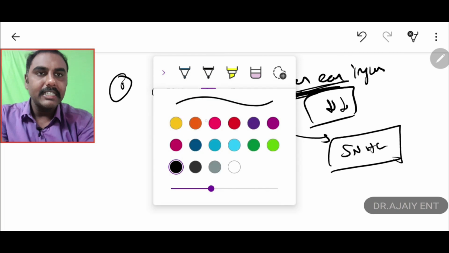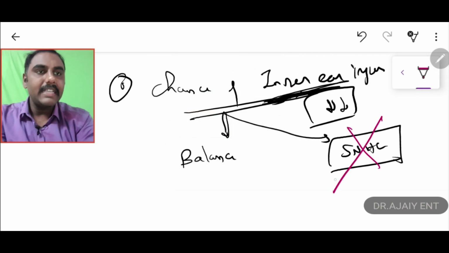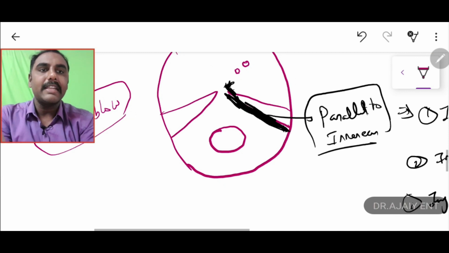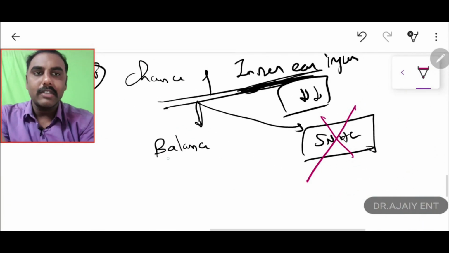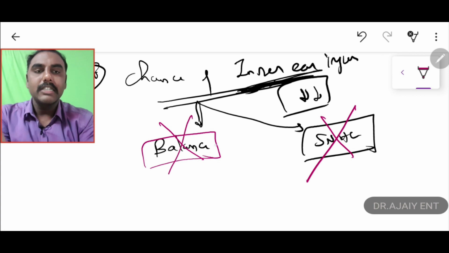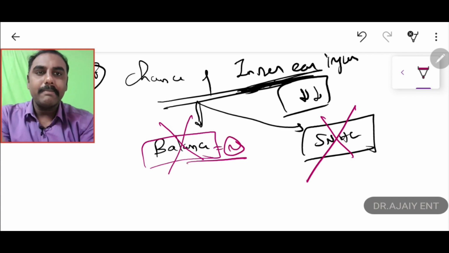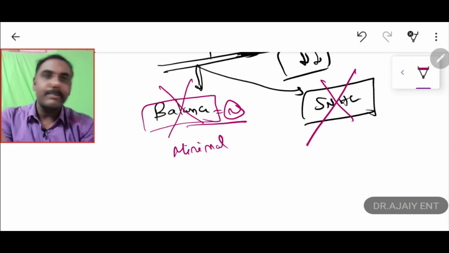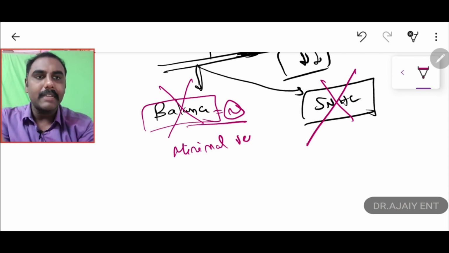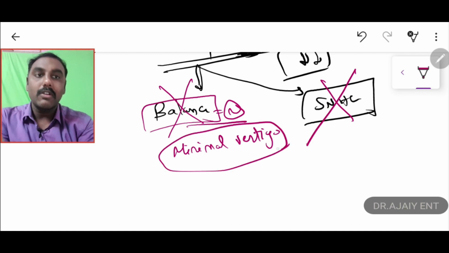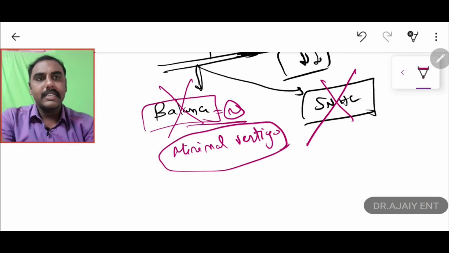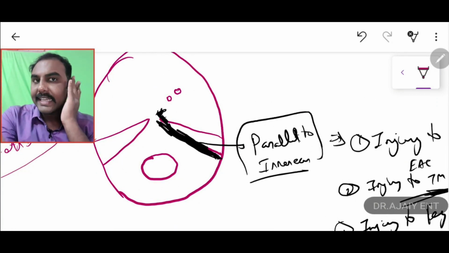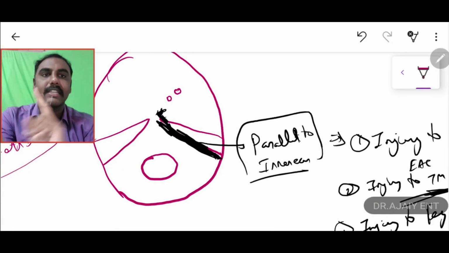Obviously no, since the inner ear is not involved, the fracture line runs parallel to the inner ear, and the balance mechanism also is normal. Only a minimal vertigo can be there, because of the concussion, because of the fracture, not a severe vertigo. Okay. So, note this point, it never bisects the inner ear, there will be problems with the external ear and the middle ear, but not the inner ear.